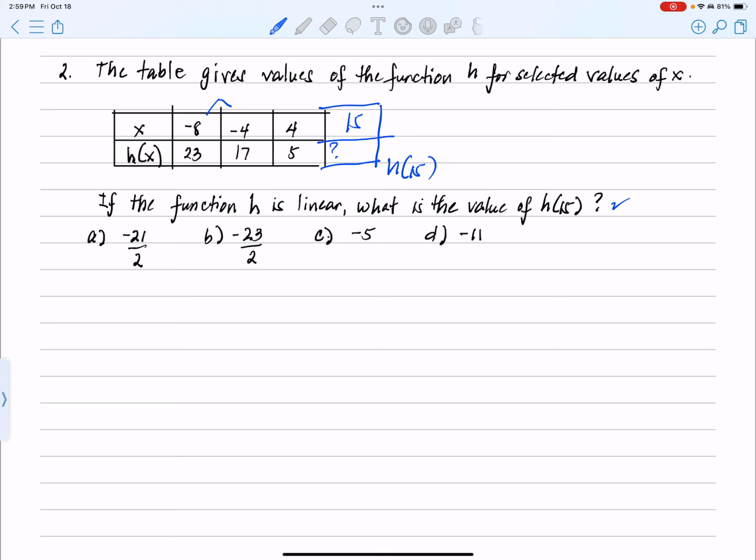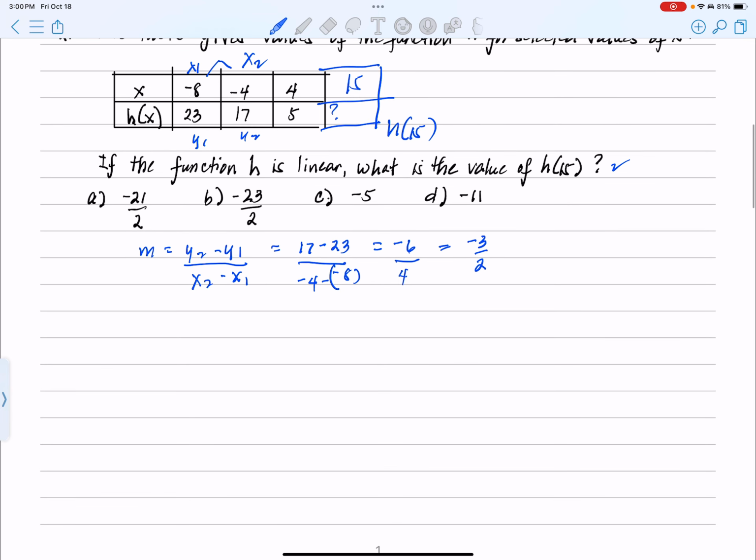Okay. Let's do this. Slope is y2 minus y1. That's the rate of change. Let's do that. Okay. This will be the y2. This will be the y1. This will be the x1. And this will be the x2. So 17 minus 23 over -4 minus -8. 17 minus 23, that's -6. And 4 plus 8, that is equal to 4. So reducing, that will be -3/2.